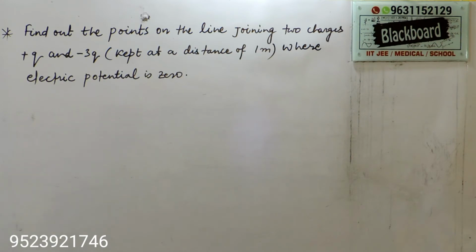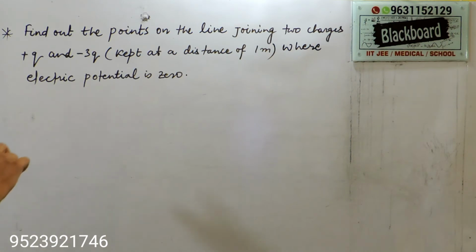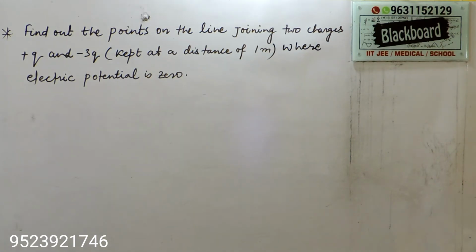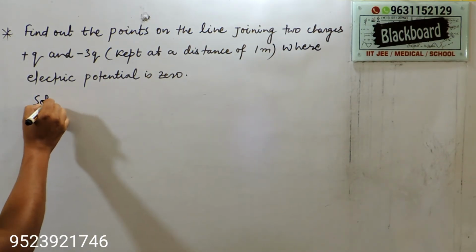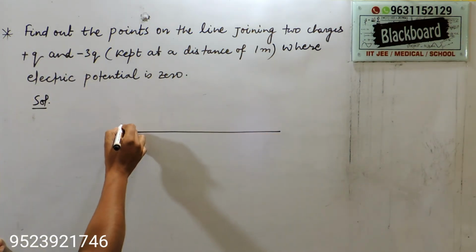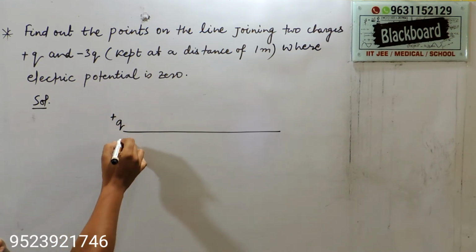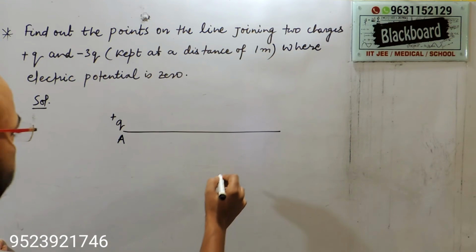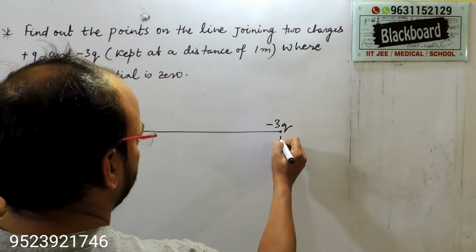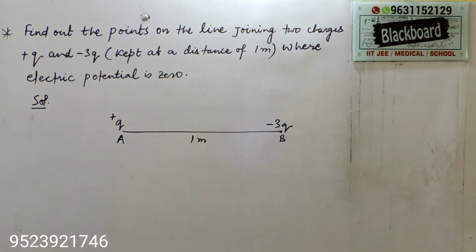Here the question is, find out the point on the line joining two charges plus q and minus 3q kept at a distance of 1 meter where the electric potential is 0. For this type of question, let the diagram be this: here is the positive charge, plus q, and this point is A, and here is the negative charge, minus 3q, and this point is B, and the distance is 1 meter.